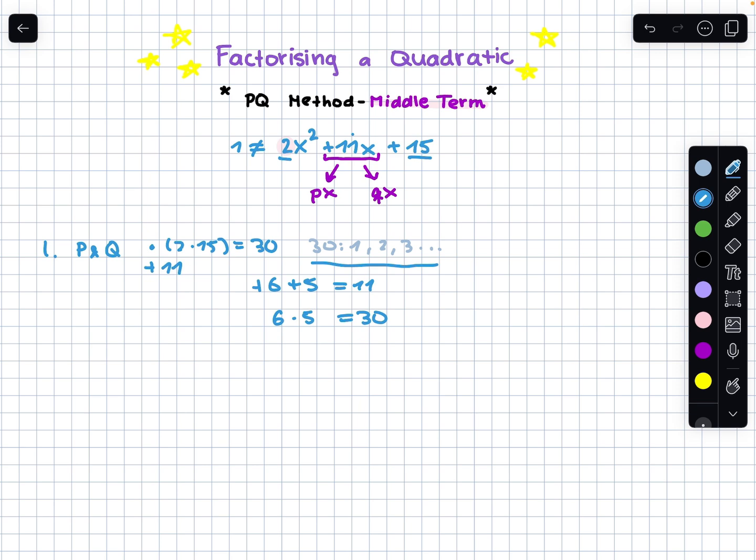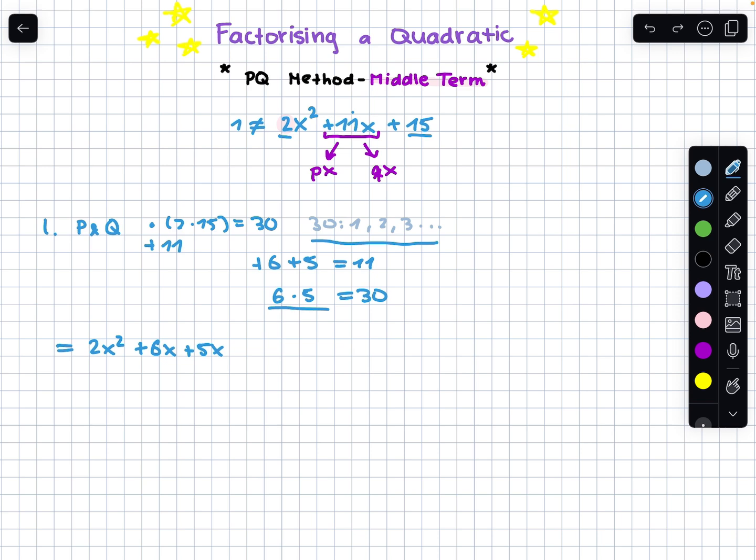If you get the answer right away of these two numbers, just skip that step. Once you've found these two numbers, plus 6 and plus 5, you'll want to write it out in this form. So we will copy the first term, and the middle term is the part where it changes. So we will have plus 6x plus 5x. The order of these two really doesn't matter. And then just copy the last term, which is plus 15.